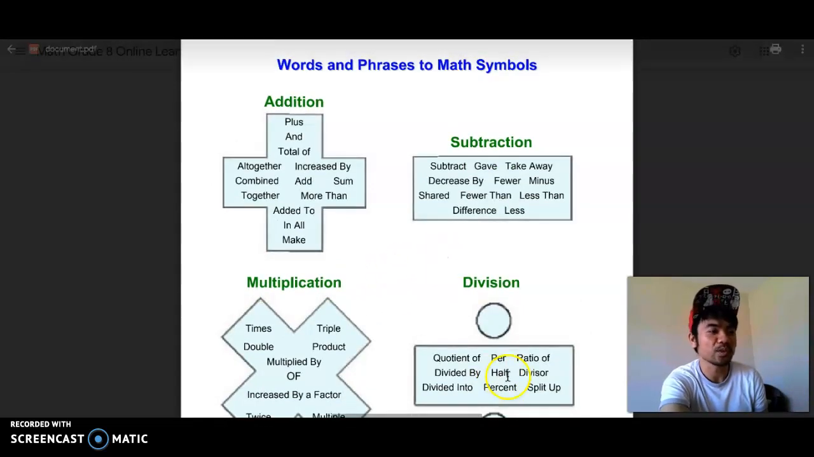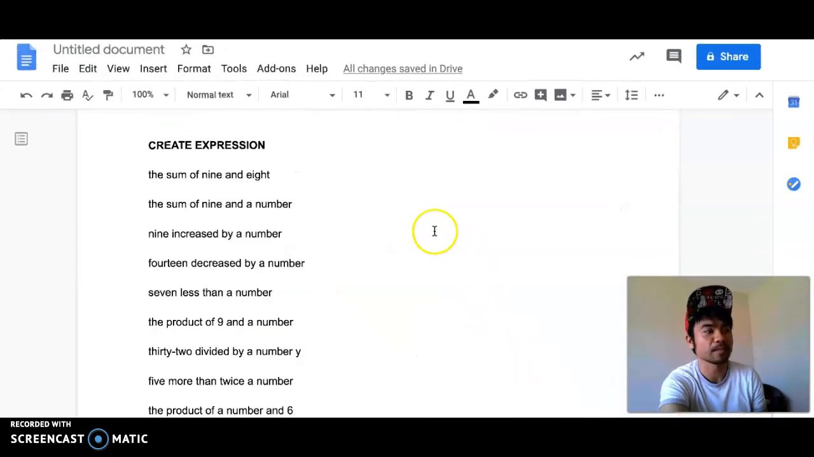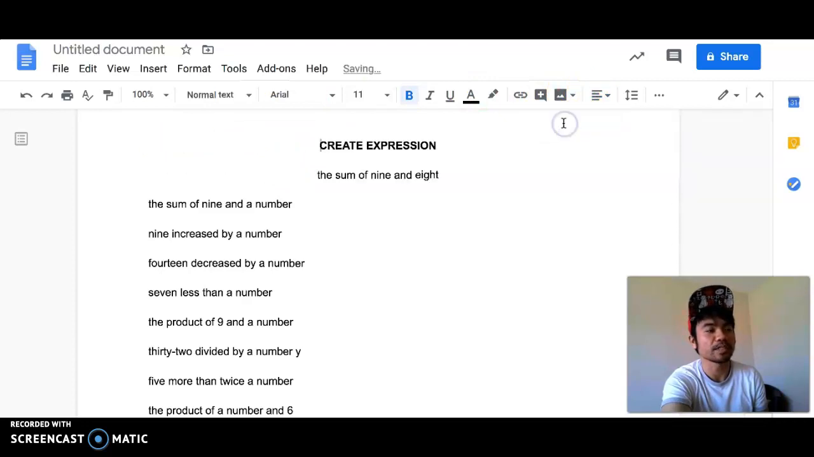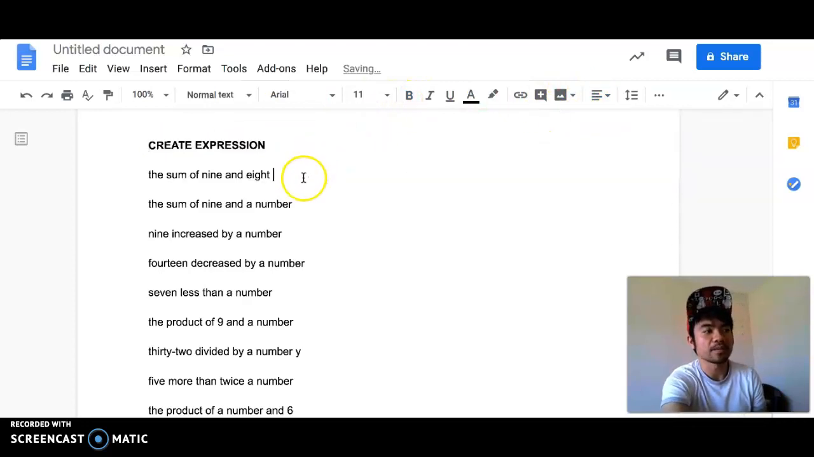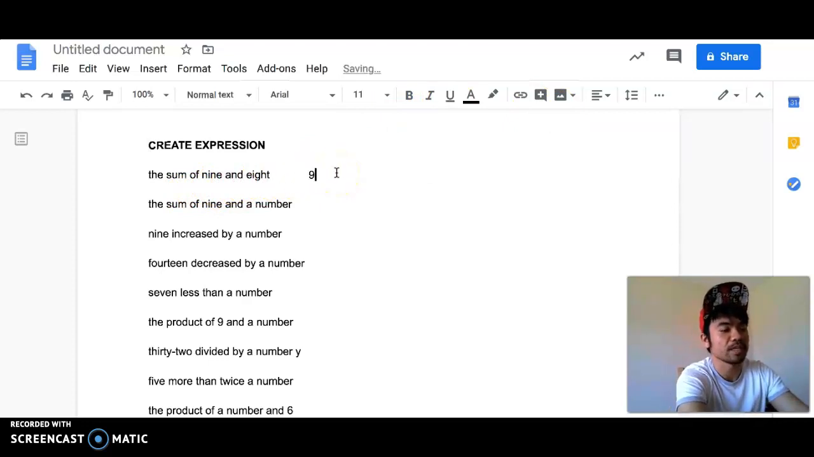Okay, so let's just do a few examples. I actually collected a few questions that we can work on together. We're just creating expressions right now. The sum of 9 and 8. You know that sum is adding, so it's going to be 9 plus 8, right, which is 17, okay? This one, the sum of 9 and a number. We don't know what the number is, so we're just going to call it n for number: 9 plus n, okay?